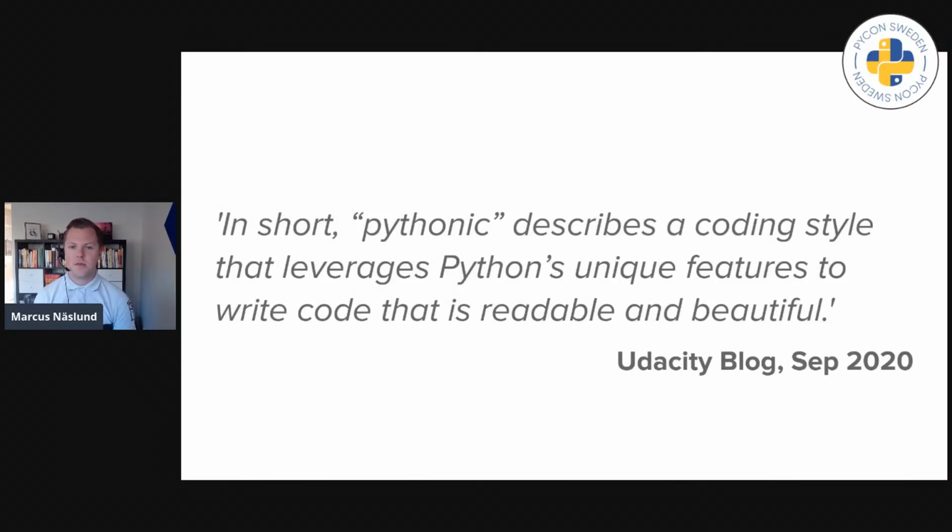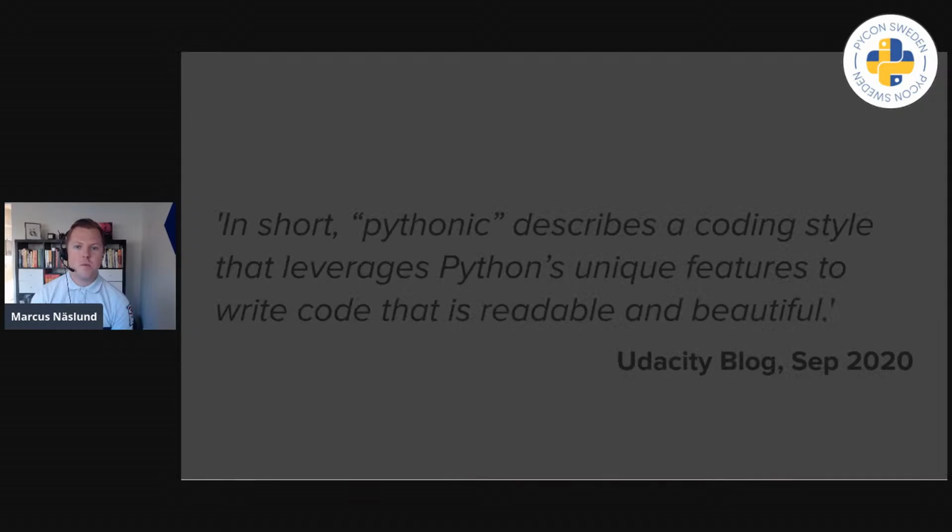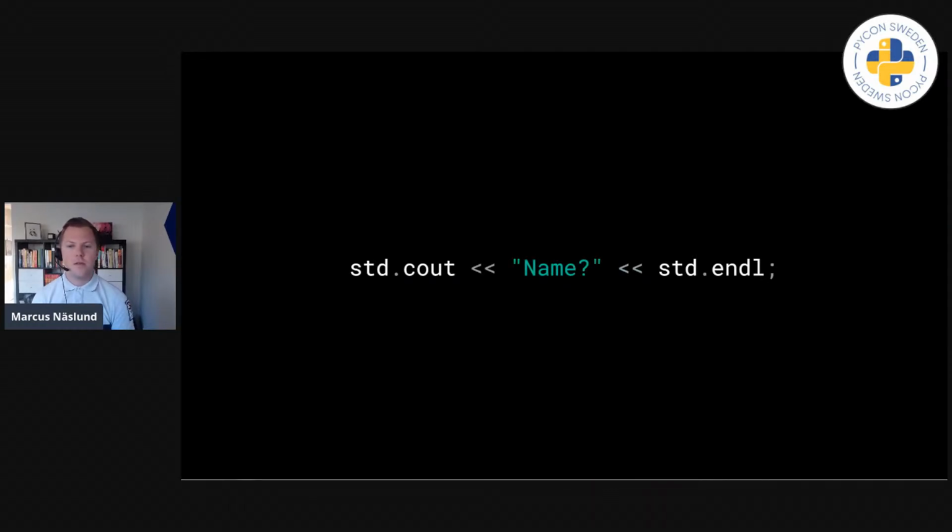And if you were to Google what is Pythonic, the first result is from the Udacity blog that says, Pythonic describes a coding style that leverages Python's unique features to write code that is readable and beautiful. So that's very nice. But what does it mean? And why don't we write Python like this? And in an attempt to answer that question, so what is Pythonic?